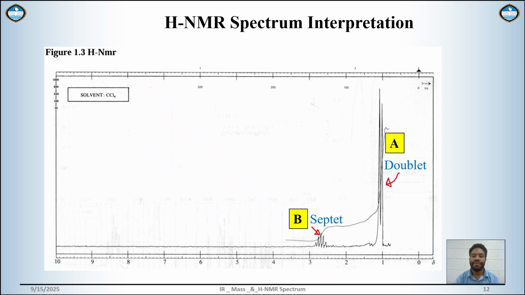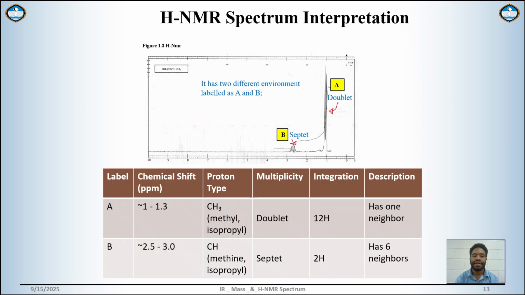HNMR spectrum interpretation. It has two different environments labeled as A and B. A is a doublet and B is a septet. A is around 1 to 1.3 parts per million. Its proton type identified is CH3 methyl, and its multiplicity is doublet because it has one neighbor. According to the n+1 rule, its multiplicity is doublet and its integration is 12H.